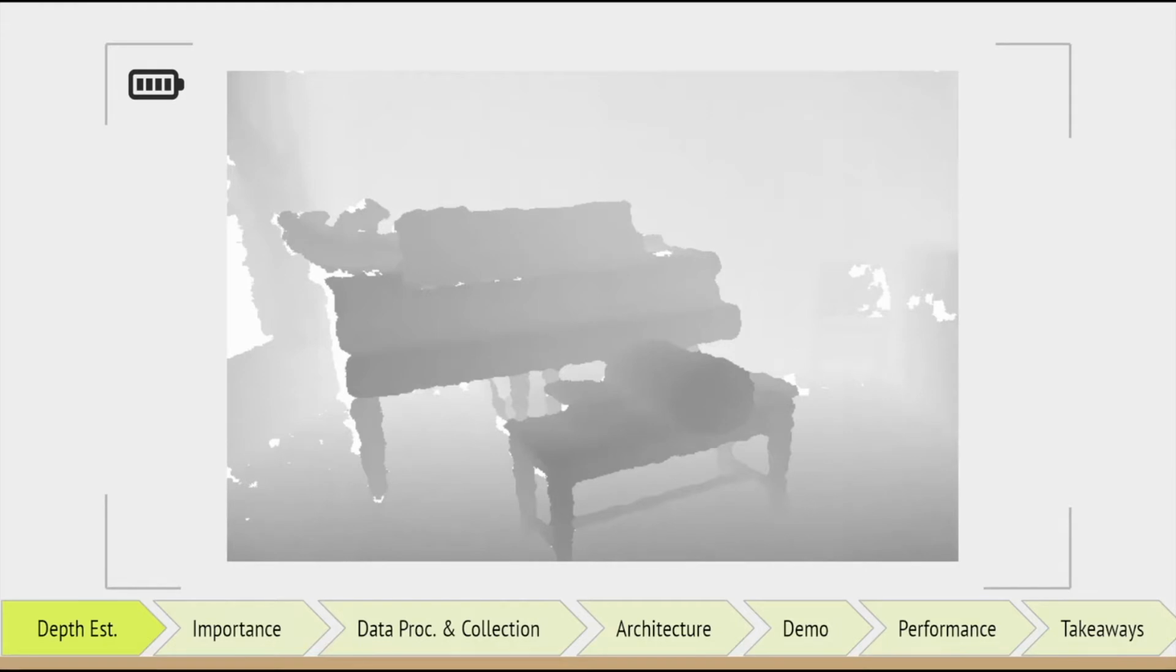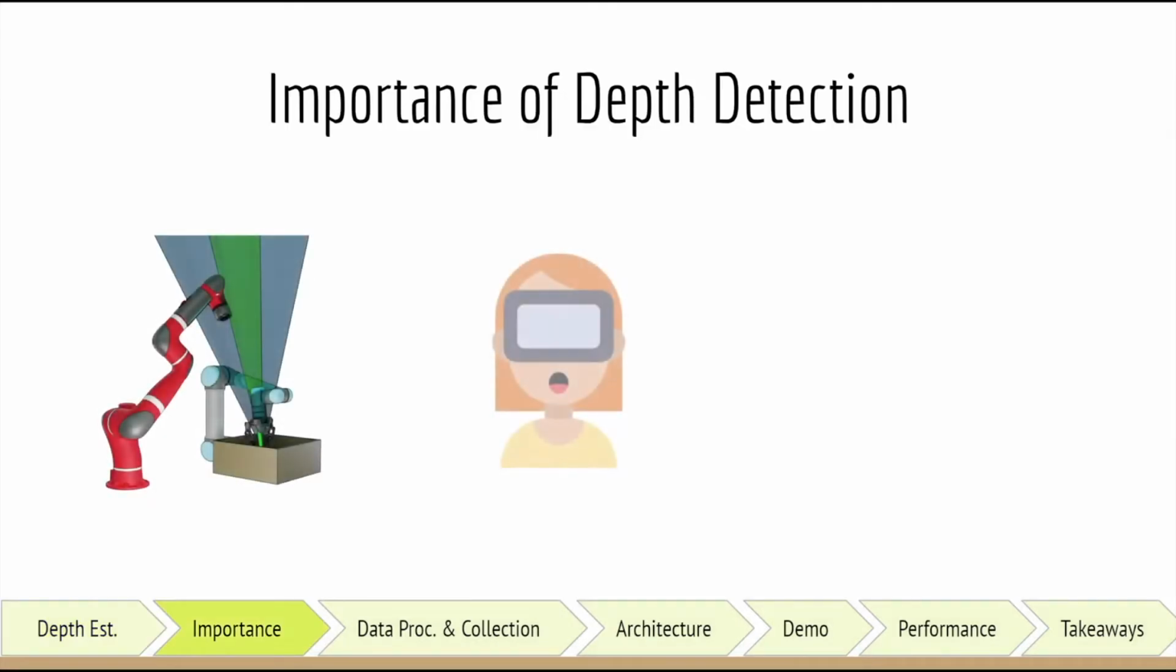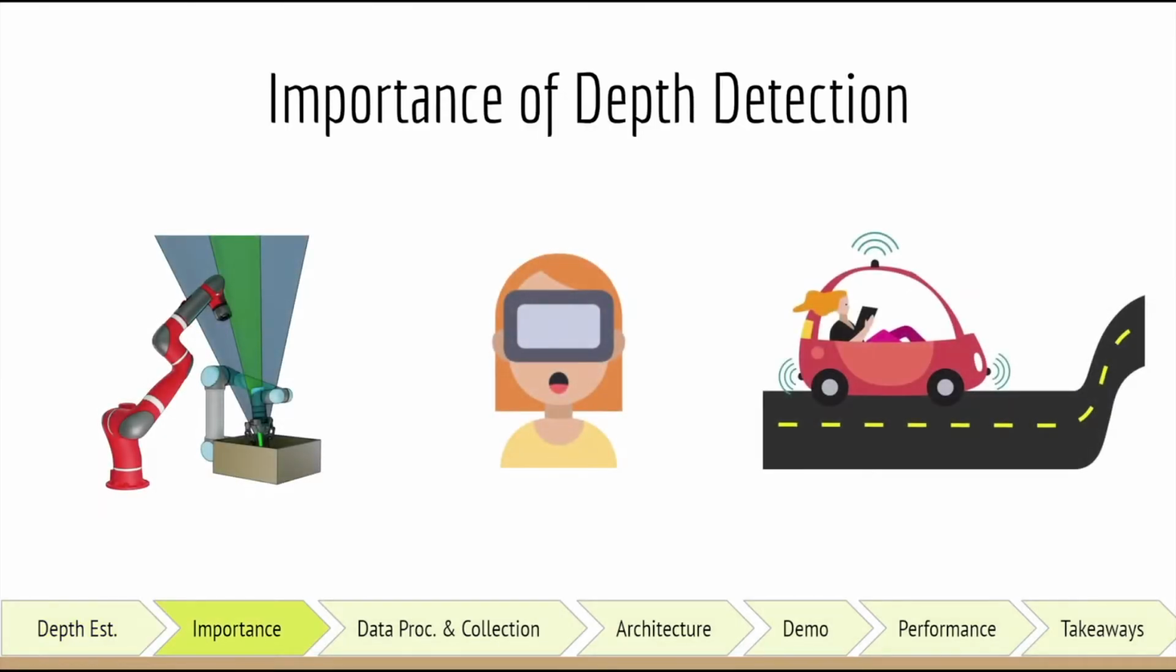So why does any of this matter? Well, depth estimation is a very important tool that provides access to three-dimensional spatial data of our surroundings, as opposed to a two-dimensional image. There are many use cases where it is necessary for a machine to have easy access to this information in order to better understand the world around it, whether it is a vision-guided robot assembling a product, an augmented reality system, or a self-driving vehicle.